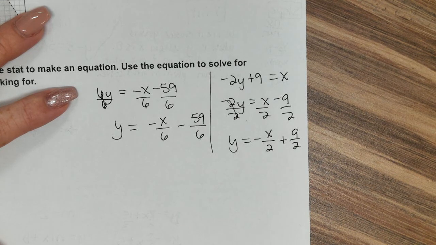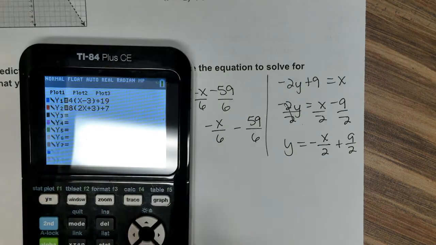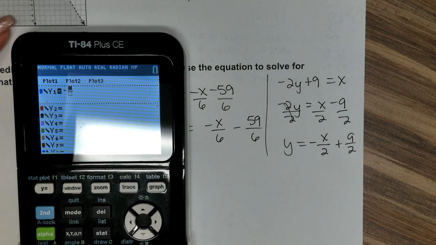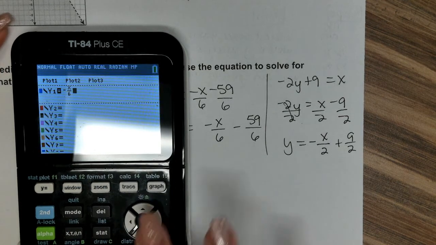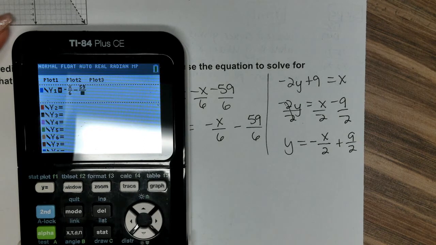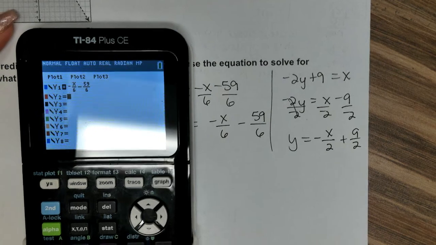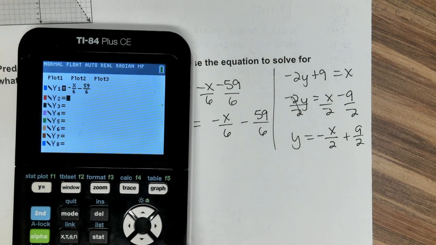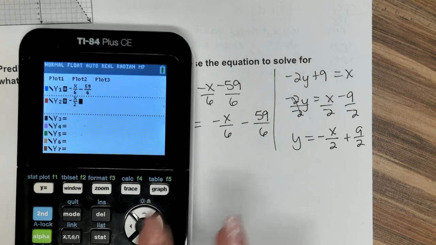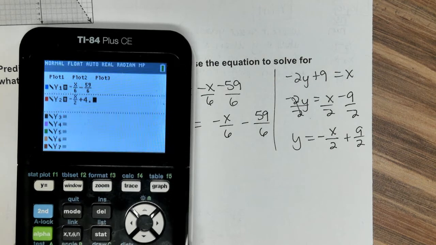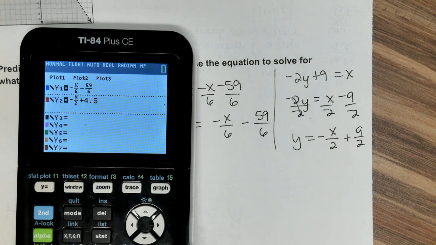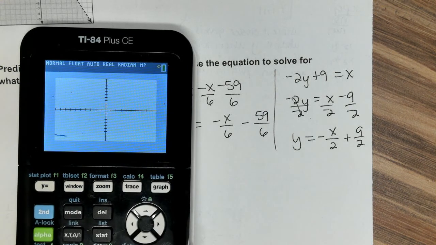So now my calculator will solve it for me. So I go to y equals. I have negative alpha y equals x on top, 6 on bottom, tab out, minus alpha y equals 59 over 6. Now this one, negative alpha y equals x on top, 2 on bottom, tab out, plus, I'm going to put 4.5 because I don't feel like using alpha y. Second trace, option 5.